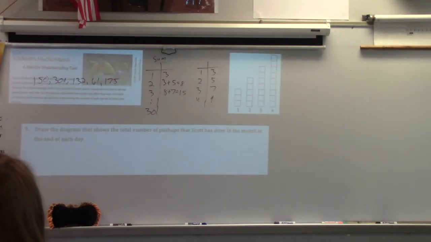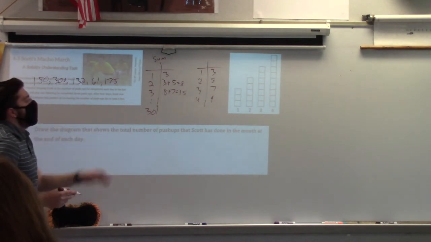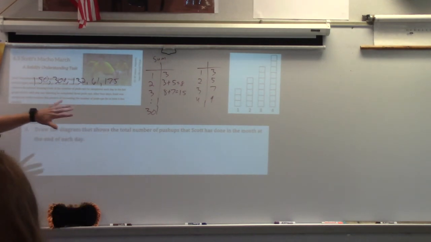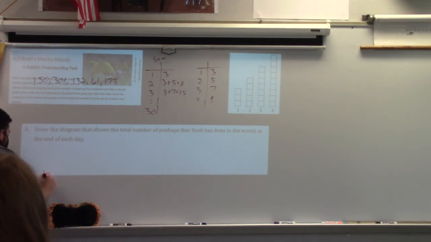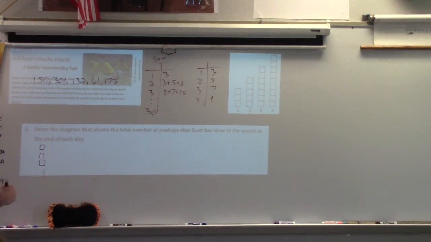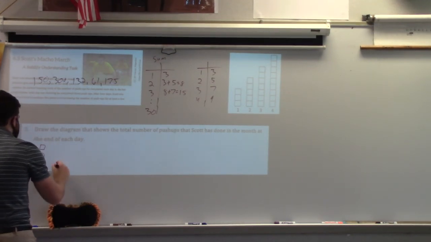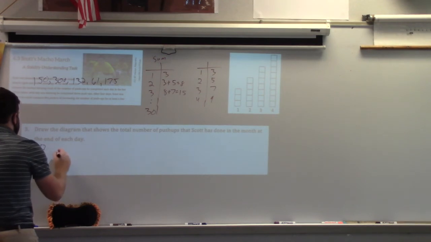So now we're going to look at number 3 and number 4. For number 3, we're looking at a diagram to represent this sum we're talking about here. It's going to be similar to the diagram they made, but now it's going to represent the sum instead of the total on each day. For day 1, we still have 3 blocks. He did 3 on day 1. But on day 2, I know he still had that 3.